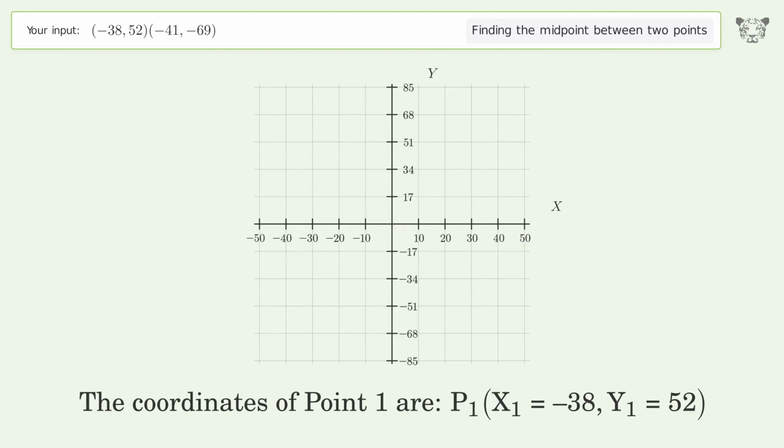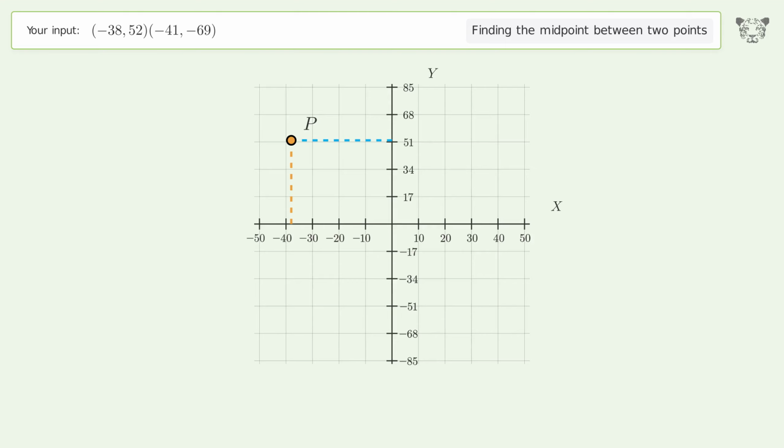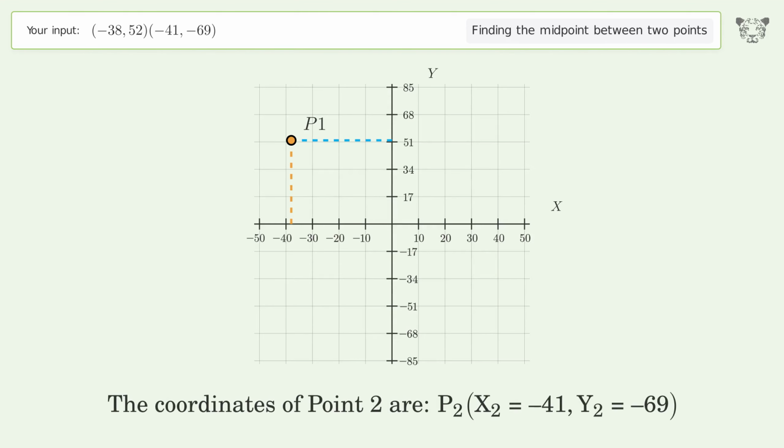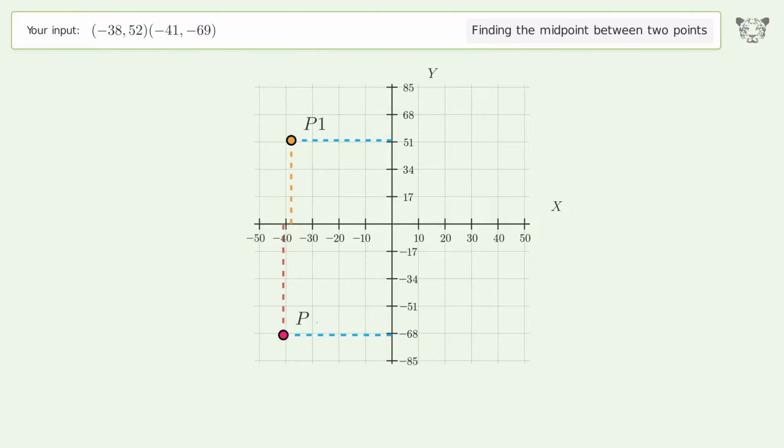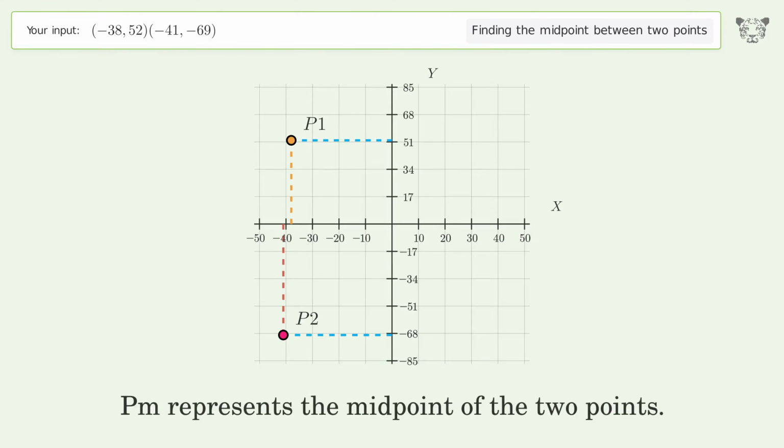The coordinates of point 1 are, x1 equals negative 38, y1 equals 52. The coordinates of point 2 are, x2 equals negative 41, y2 equals negative 69. PM represents the midpoint of the 2 points.